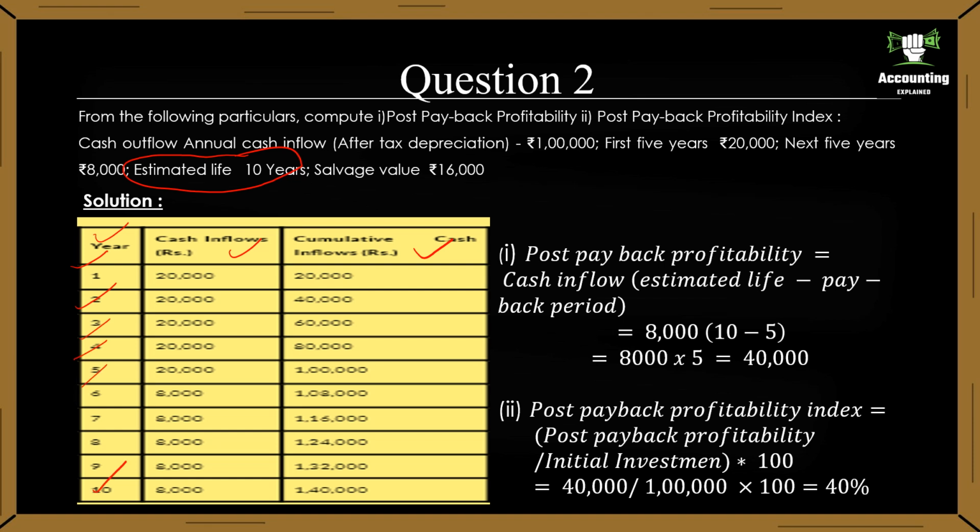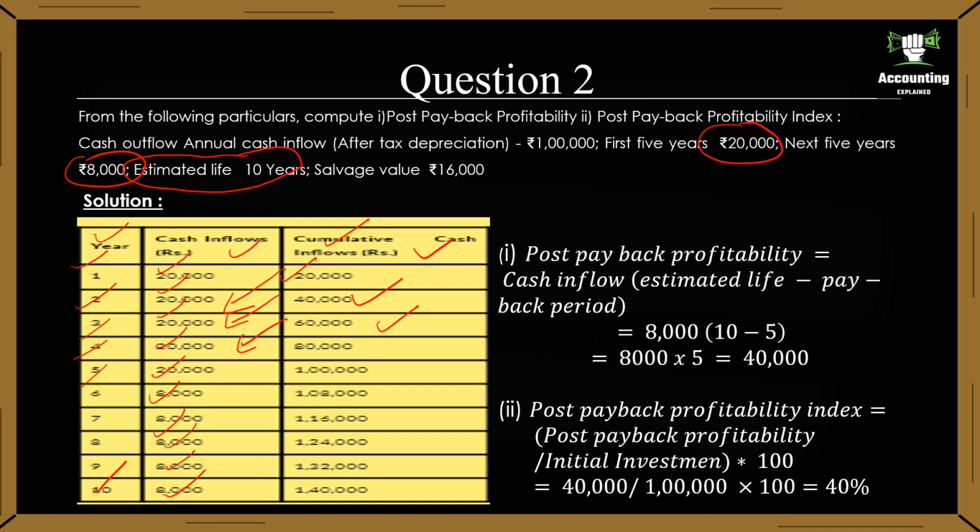And inflow is 20,000 for the first 5 years. So write 20,000, 20,000, 20,000, 20,000, 20,000 for 5 years. And for the next 5 years it is 8,000. So write 8,000 for the next 5 years. Next is cumulative cash inflow. First year it will be the same. Second year will be 20 plus 20, 40,000. And third year 40 plus 20, 60,000.